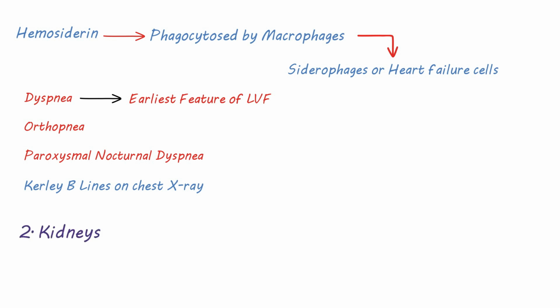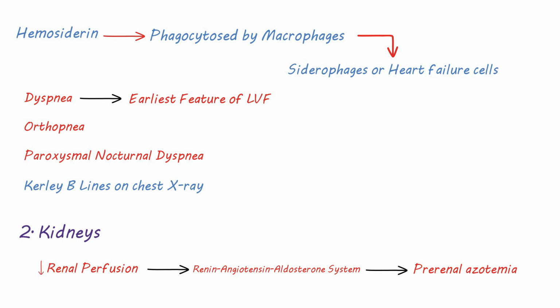Kidneys. In the early stages, decreased renal perfusion causes activation of the renin-angiotensin-aldosterone system. Whereas in the later stages, continued reduced renal perfusion may precipitate prerenal azotemia.